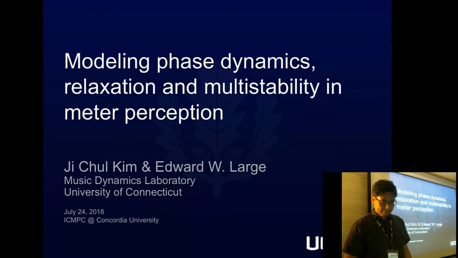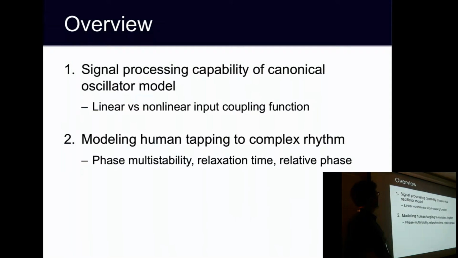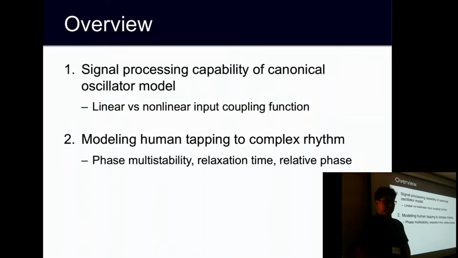I'm going to talk about oscillator models that can explain phase dynamics, relaxation, and multistability in human complex rhythm perception. Here's the overview. First, we're going to discuss signal processing capabilities of the canonical oscillator model, paying particular attention to the input coupling function, and how linear and nonlinear input coupling functions have different signal processing properties. And second, we're using this oscillator model to replicate human tapping data to complex rhythm, and we're going to look closely at phase multistability, relaxation time, and relative phase in the human data.